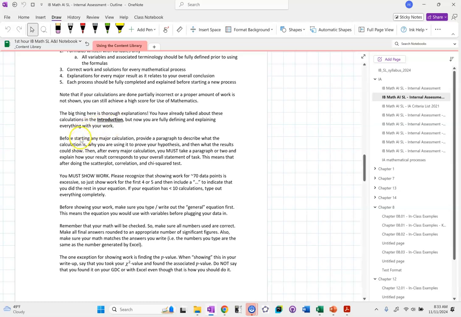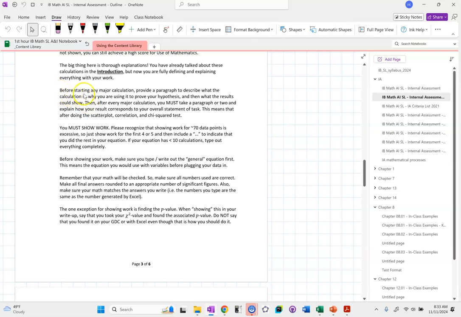I have, before starting any major calculation, provide a paragraph to describe what the calculation is, why you are using it to prove your hypothesis, and then what the results could show. Then, after every major calculation, take a paragraph or two to explain how the results correspond to your overall statement of task. This means that you do this after doing the scatter plot, the correlation, and the chi-squared test. Okay, those are your three major calculations you're doing.